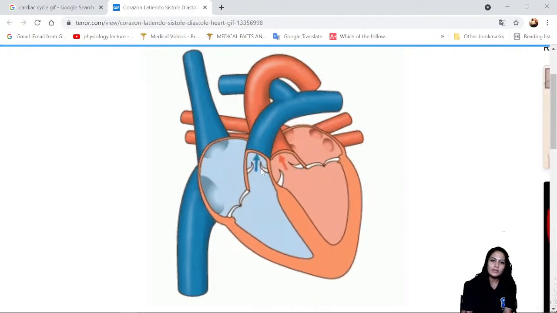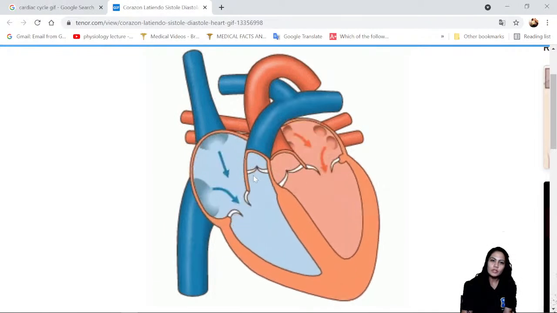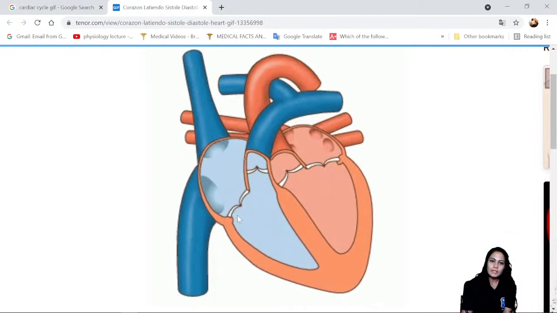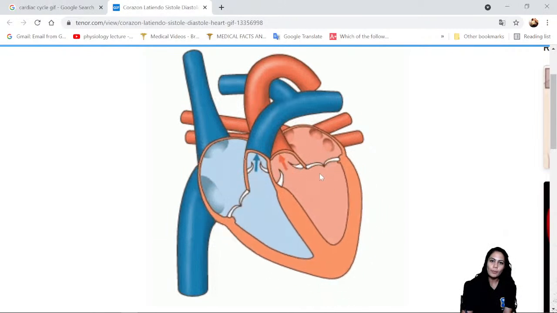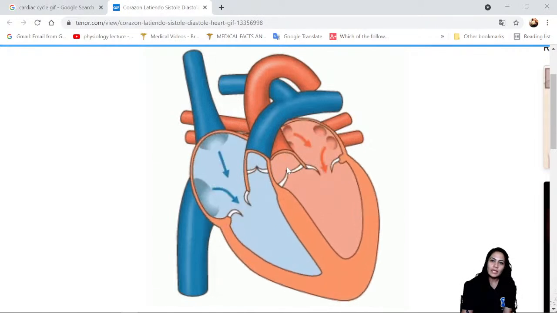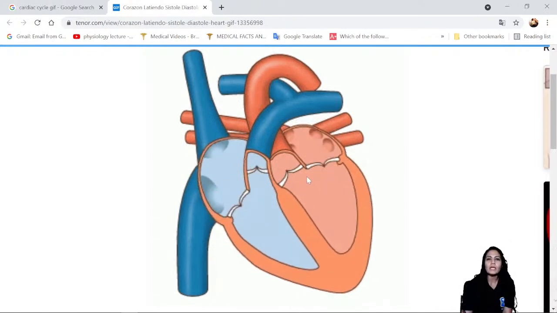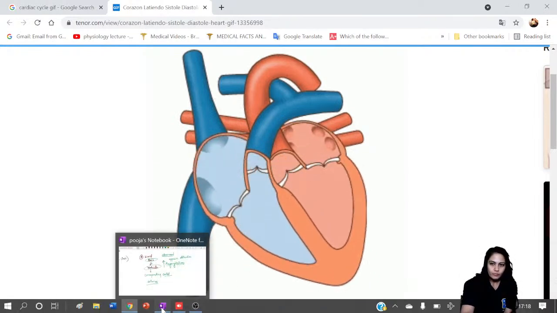And notice these valves: whenever the atrioventricular valve is open, the semilunar valve should be closed, and whenever the semilunar valve is open, the AV valve should be closed. Both of the AV valves, that means either the right one, the tricuspid valve, or the mitral valve, open at the same time. But remember, whenever the AV valves open, the semilunar valves should be closed, and vice versa. So one-way direction movement should occur, right?